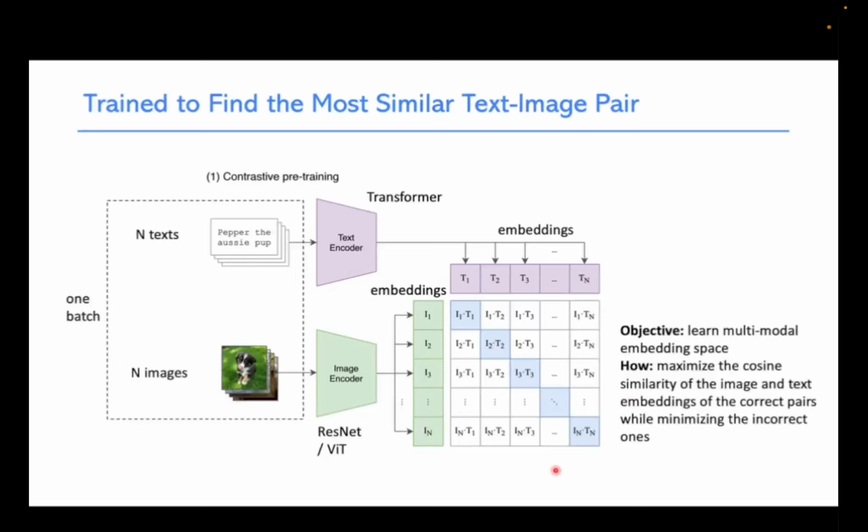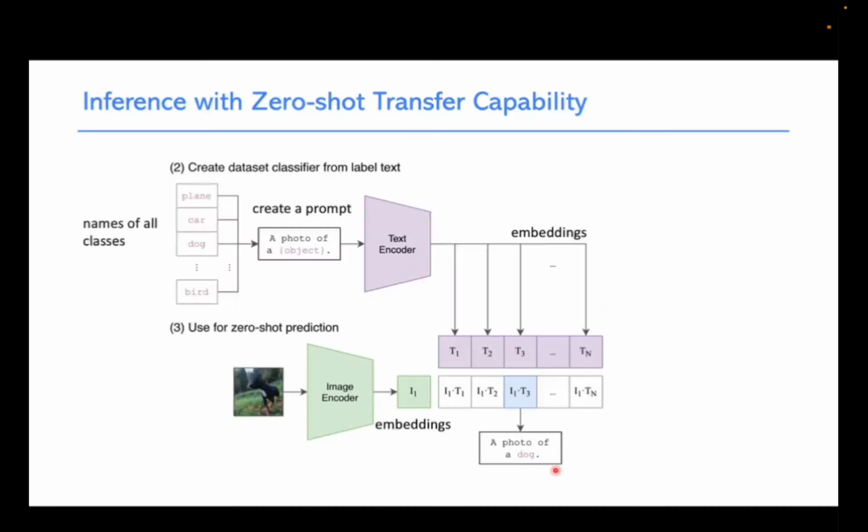So after we train the model, which can find the most similar image and text pairs, how do we use it in inference? For example, we have an image, which is a dog image. However, imagine that we don't know the class of this image. We want to know, is this image a dog, or a plane, or a car? In other words, it's an image classification task.